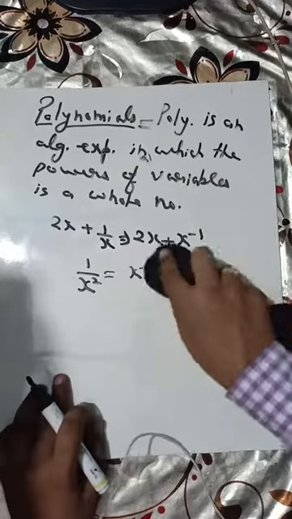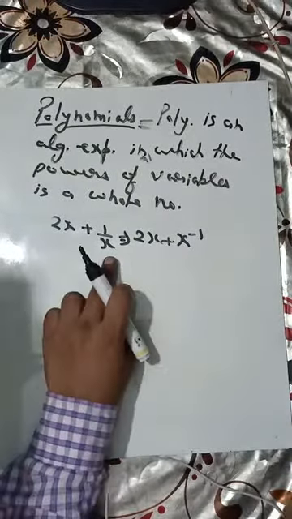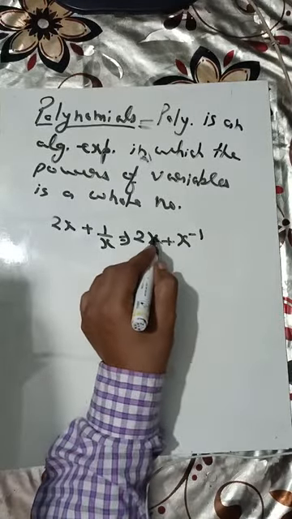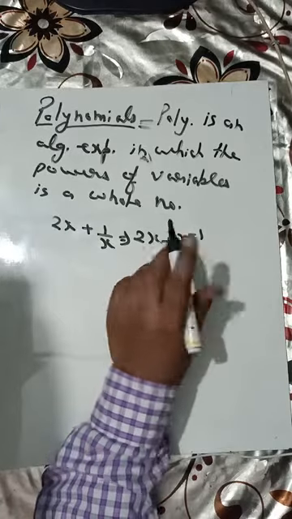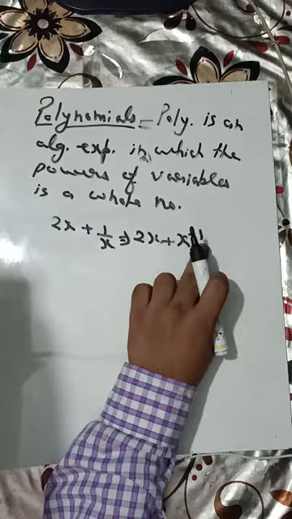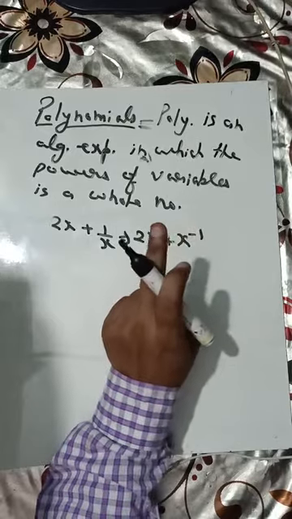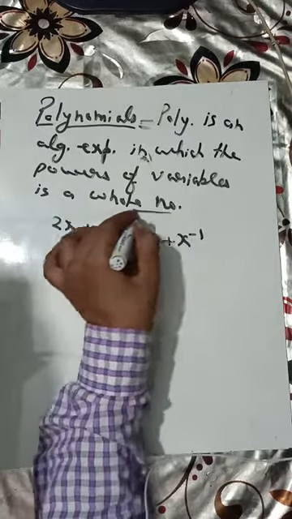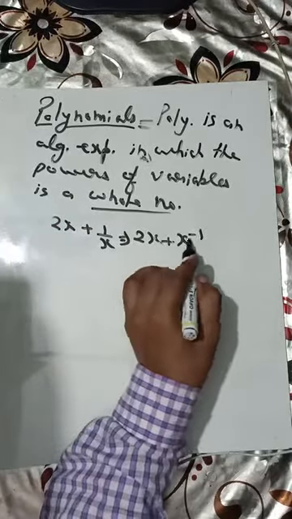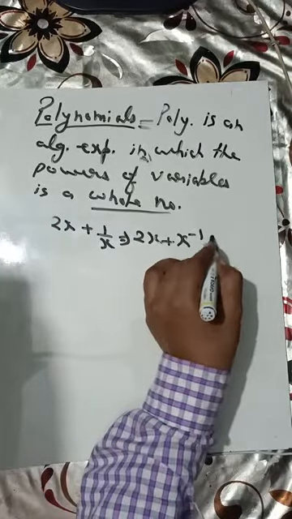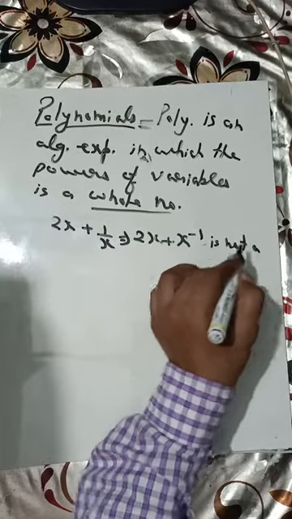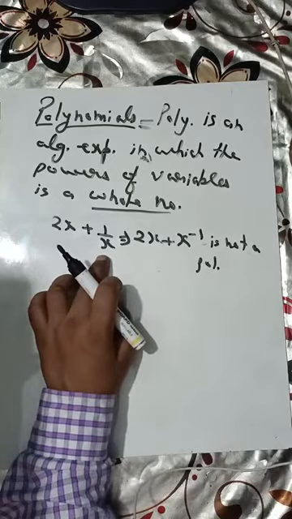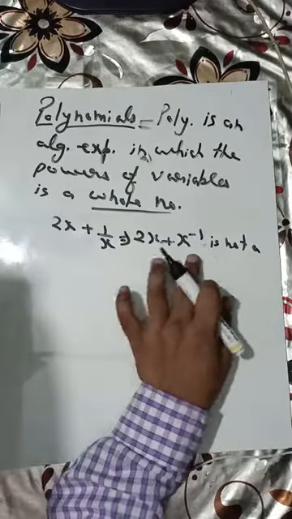Now look at this. The power of this x is what? Here it is 1 and here it is minus 1, sorry. But according to the condition, a polynomial should be one in which the power of the variable is a whole number. Is minus 1 a whole number? No. So this is not a polynomial. Polynomial has nothing to do with how many terms there are, 3 terms or 2 terms.